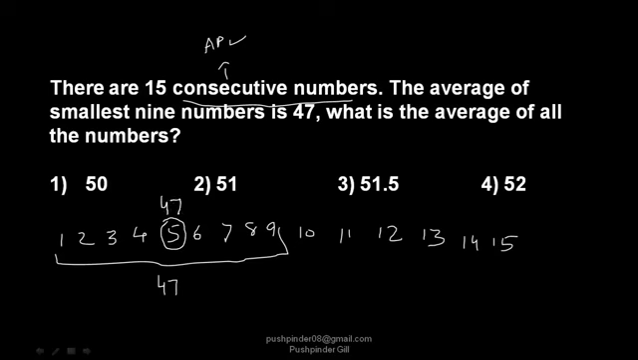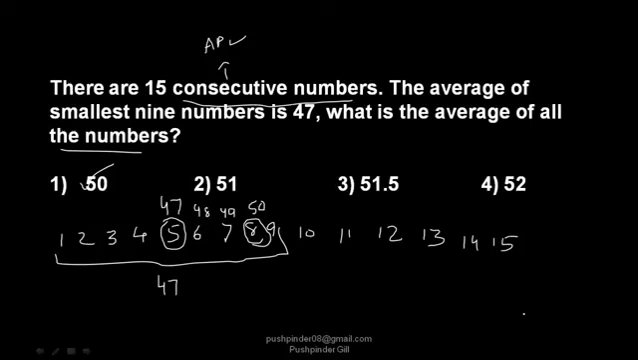And what is the question asking you? The question is asking what is the average of all the numbers. So how many numbers are there? 15. Which is the middle number? The 8th number, 1 plus 15 by 2. That is the 8th number. So if this is 47, this would be 48, this would be 49, and that would be 50. Easy? Yes, so easy.